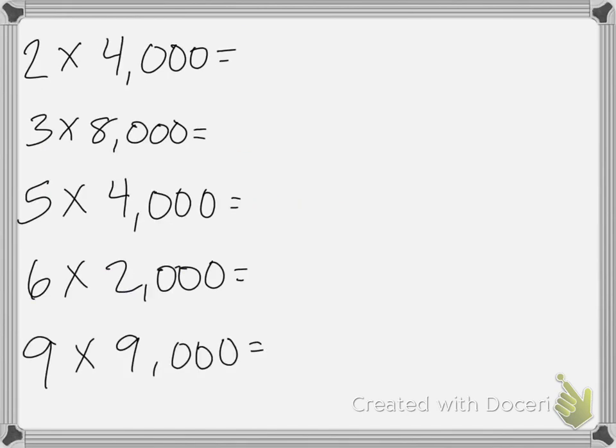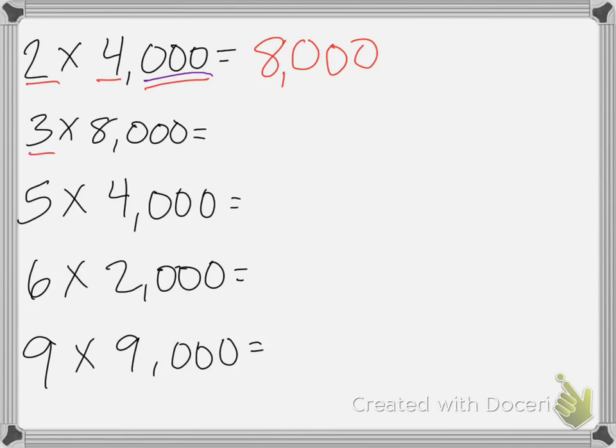On this one, we have the trick of if there's 3 zeros here, that means I'm going to have to add 3 zeros to whatever it is I multiply these two numbers by to equal. So in this case, 2 times 4 equals 8, and then I need to add the 3 zeros. 1, 2, 3. So 2 times 4,000 is 8,000.